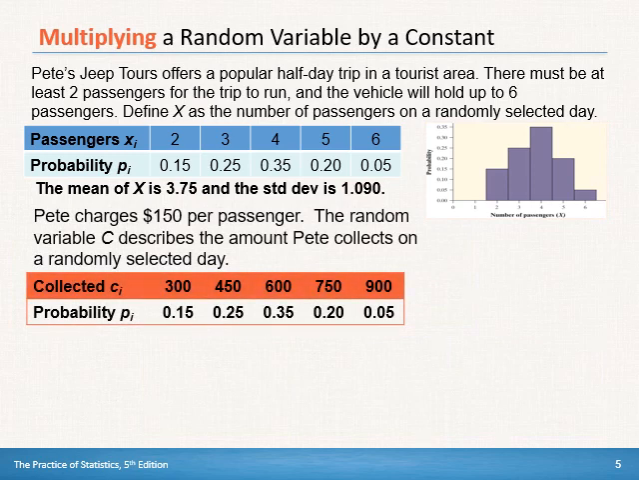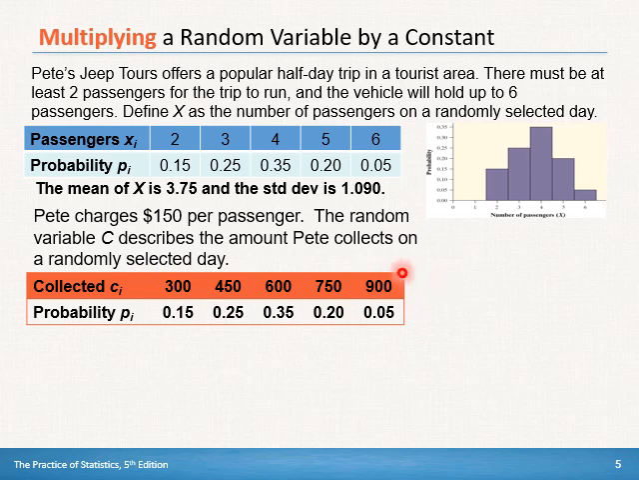All right, so let's start our transformation now of some data. So we have this random variable x, which again is the number of passengers that show up. And so now we're going to do some transformation. So how much does Pete charge these people or collect? So he collects $150 per person for this tour. And so this is like the revenue, right? How much money is he bringing in? So each of our random variable x values are getting multiplied by 150.